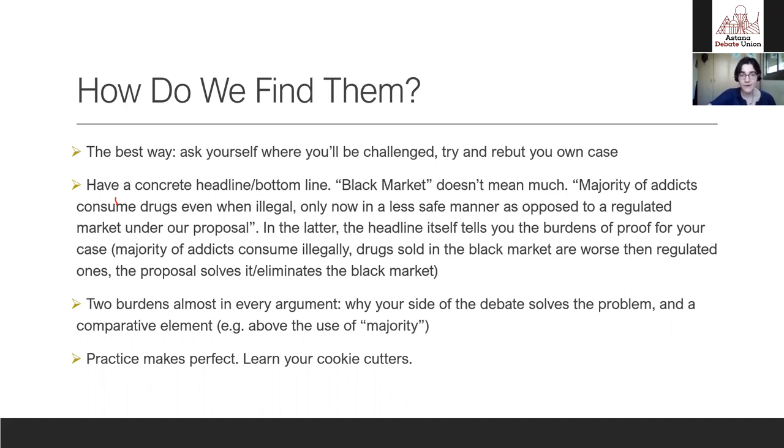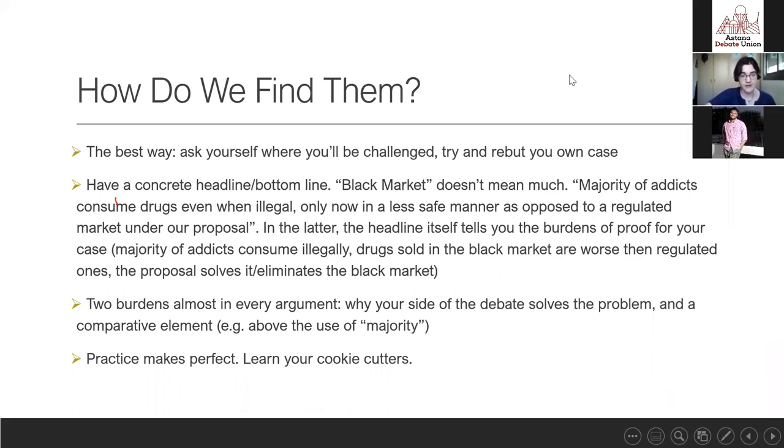The best of them, while potentially the hardest, but still the most effective: ask yourself where you would likely be challenged. If someone is likely to try and rebut your case from this angle, it is probably a burden for you to fill in. So during prep time, when you analyze your own arguments, do two things. Firstly, ask yourself, where am I likely to be challenged? Secondly, ask the help of your partner as well. How would you rebut me? Having them tell you where they are likely to challenge your analysis will help you identify where you need to fill in a burden.